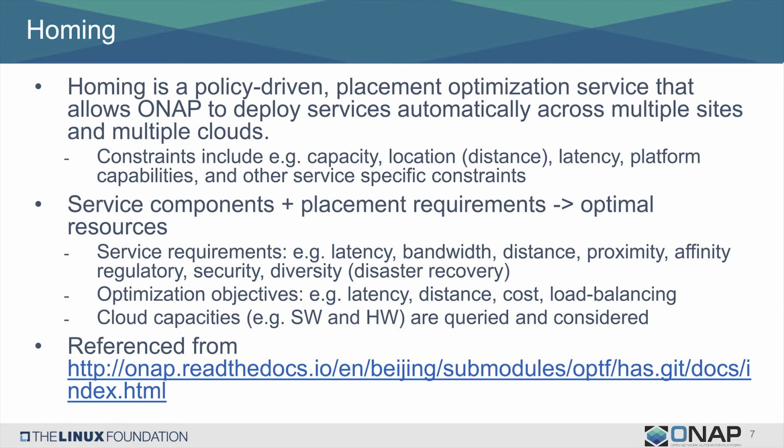And as I mentioned, the service requirements include latency, bandwidth, distance, proximity, affinity, regulatory requirements, security, etc. And the optimization objectives may include latency, right, for example less than 30 milliseconds. Like distance, you have to be within, say, 200 miles. The cost, right: when you deploy to this cloud, it will be an operating cost like $100 a day, but in another cloud it will be $80 a day, etc. And load balancing, right? From the disaster recovery perspective, not only load balancing, but also recovering from disaster, etc.